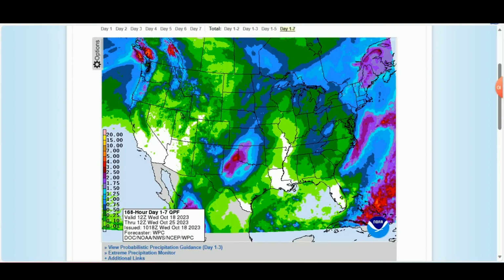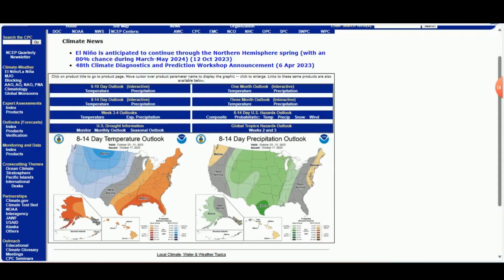But just beyond the 7-day forecast period, hopefully we can get some drought relief. You can see some warmer than average temperatures for much of the East Coast. This is valid from next Wednesday through pretty much the end of the month. So pretty much warmer than average temperatures for the eastern half of the country, and then hopefully some above average precipitation for the Gulf Coast.